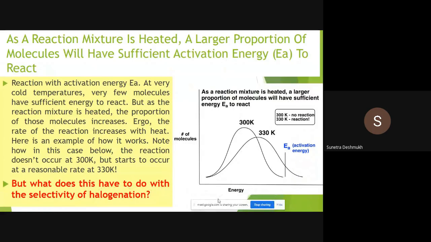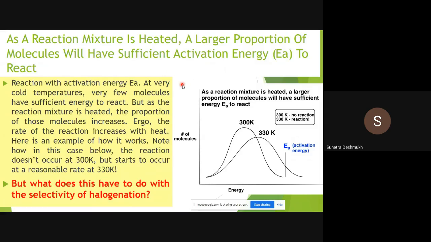Next slide. So still the question is unanswered. What does that have to do with the selectivity of halogenation? That means the activation energy, and we will see how the activation energy plays a part in the halogenation reaction. Okay, so the reaction mixture is heated. It is very common that we heat the reaction mixture, and a lot of things depend upon how much energy you have to provide to the reaction.